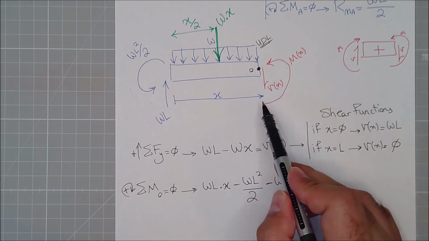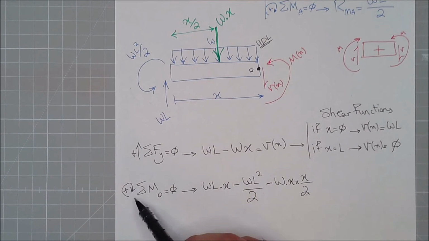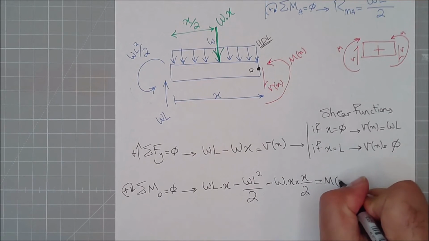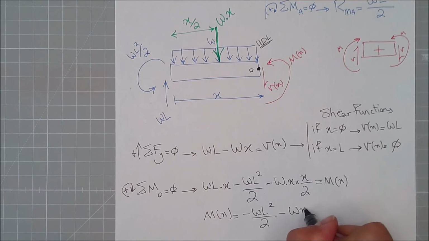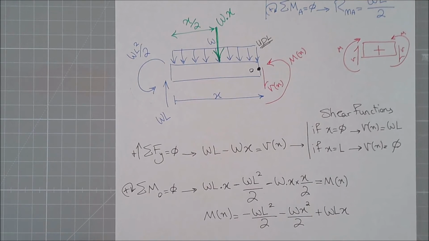Anything else? I have a moment which is again anti-clockwise, so it will be negative. I'll take it to the other side, so it will be equal to Mx. Let's simplify this. Mx is equal to negative omega L to the power of 2 divided by 2, negative omega x divided by 2, this time this to the power of 2, plus omega Lx. I just multiplied these two.